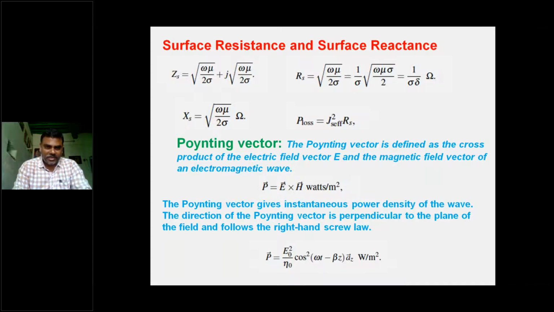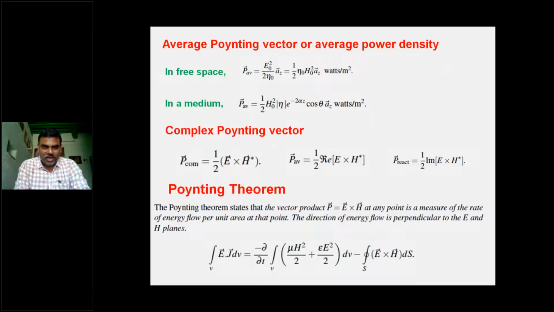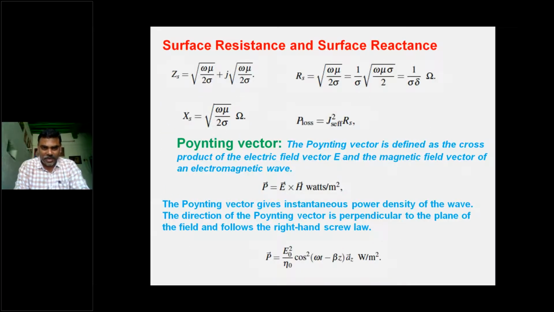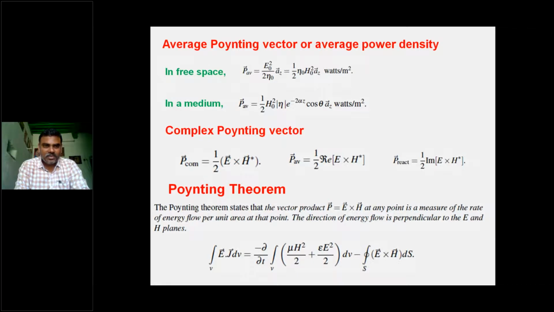And the next topic is the Poynting vector. The Poynting vector is nothing but the cross product of E and H. The cross product of the electric field vector and the magnetic field vector is called the Poynting vector, which is the power density. That's why the units are watts per meter square. The Poynting vector is described by the Poynting theorem. So these are the expressions of the average Poynting vector in free space and in a general medium, and a complex Poynting vector.